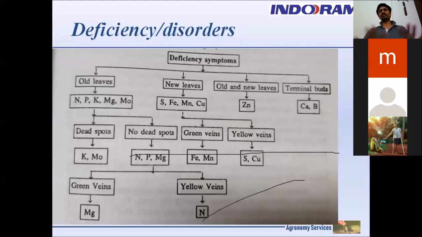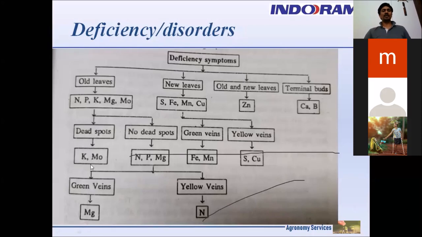Let's move to deficiency symptoms. If I categorize the deficiency symptoms after the location, we have only four types. One is dead spot, another is no dead spot, then green vein or yellow vein. If it is a yellow vein, it means complete chlorosis. If it is a green vein, it means interveinal chlorosis. These are the only four symptoms you need to recognize for identification of any deficiency. Once you know this, life becomes a little easier.